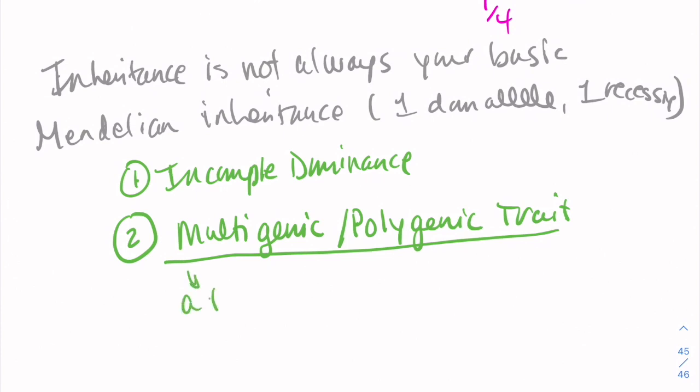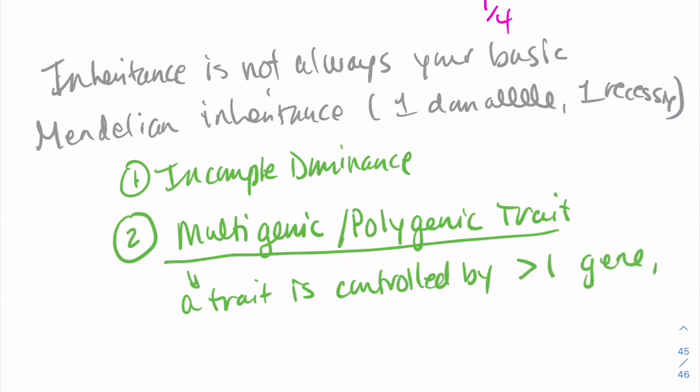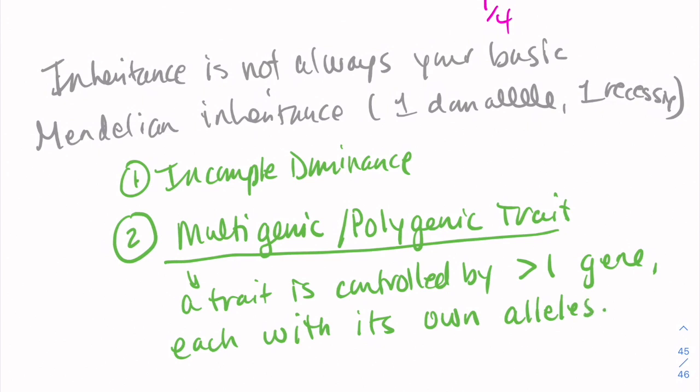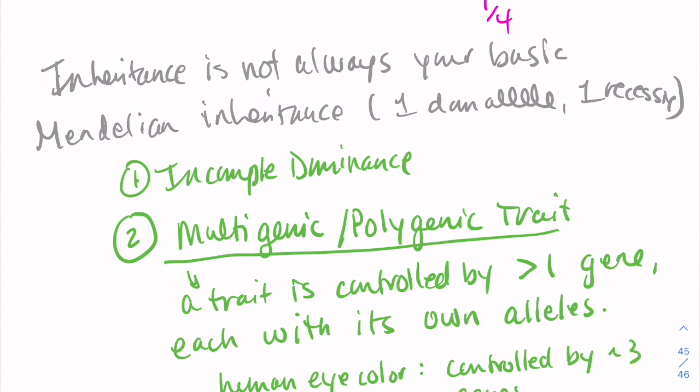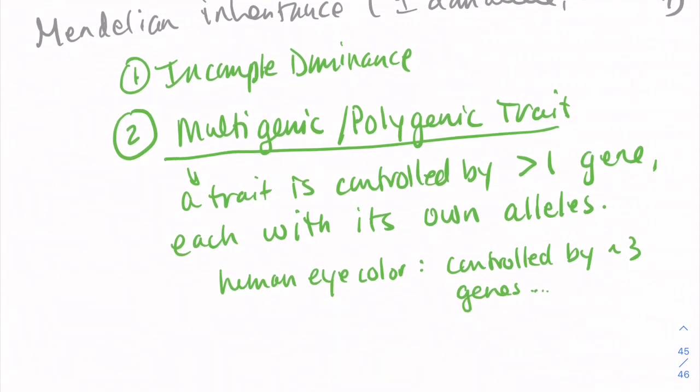So this is when a trait is controlled by more than one gene, each with its own alleles. So for example, human eye color. It's controlled by 3 genes. Yeah, 3 genes. At least that's what all those eye color calculators that I find online say.